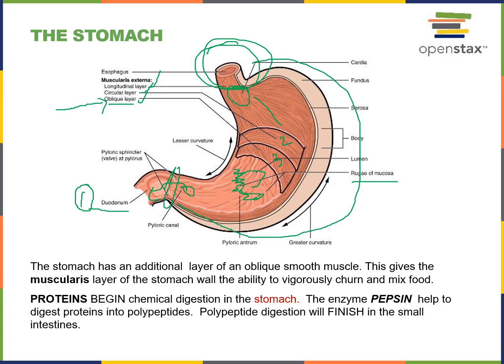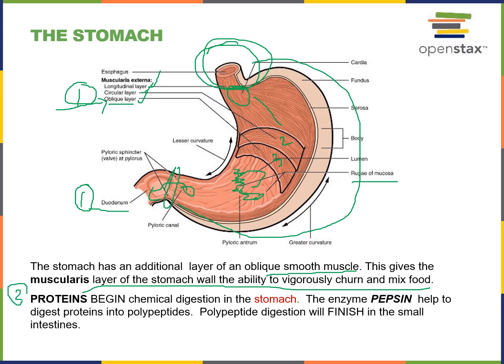Now, let's read what it says here. The stomach has an additional layer of oblique, smooth muscle. This gives the muscularis layer of the stomach the ability to vigorously churn and mix food. Here's the other important part. So, really important point about the stomach there. Here's a second important point.